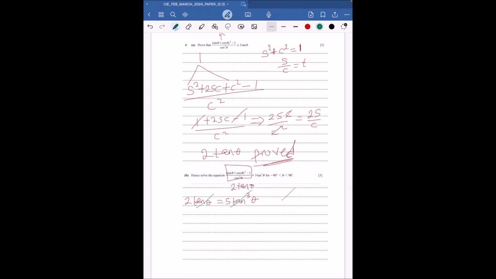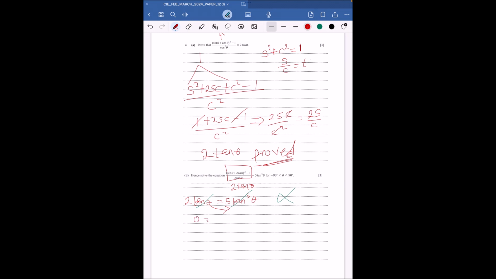You cannot do that. You cannot cancel because you're losing a solution. Whenever you're solving for angles, you cannot cancel. If you are proving, you can cancel. But when you're solving for angles, you cannot cancel. So we just move everything to this side.